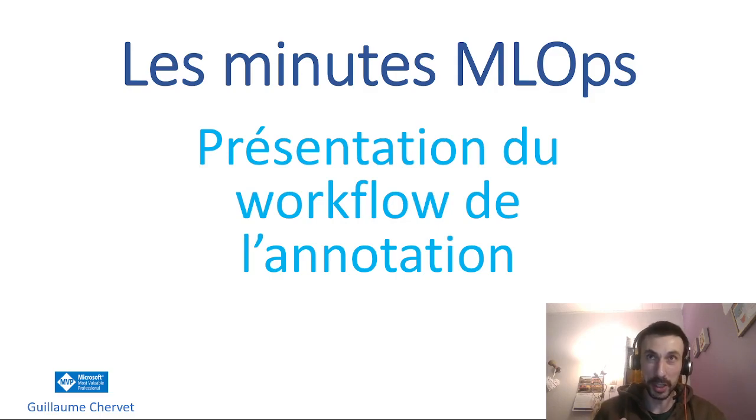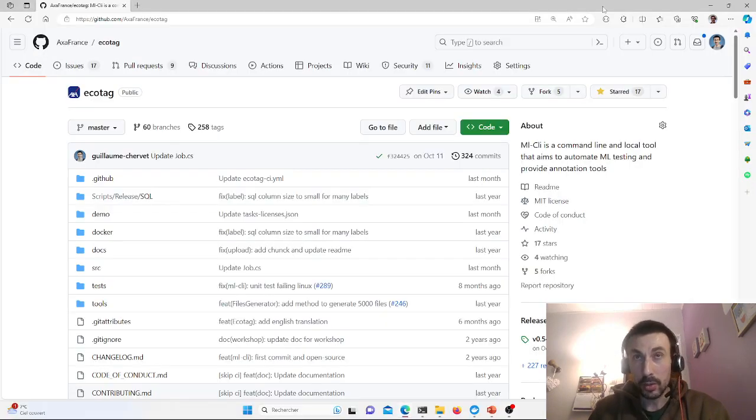In this episode, the idea is to show you the workflow associated with annotation. We're going to do most of what we do today manually, and tomorrow, later, in other episodes, we'll automate most of our actions. Here we go. We're going to use an open source application called EcoTag.